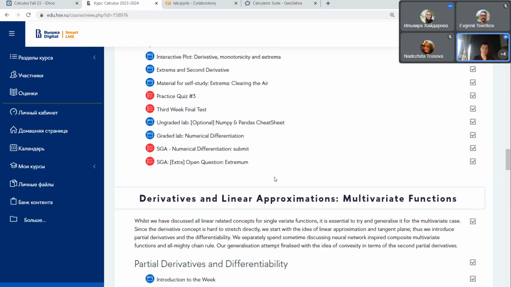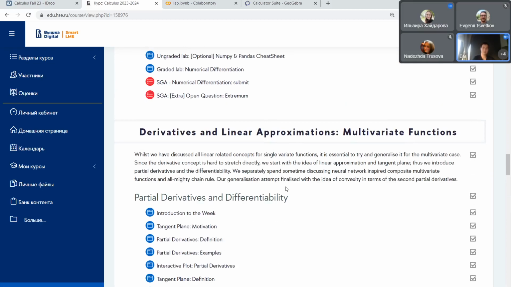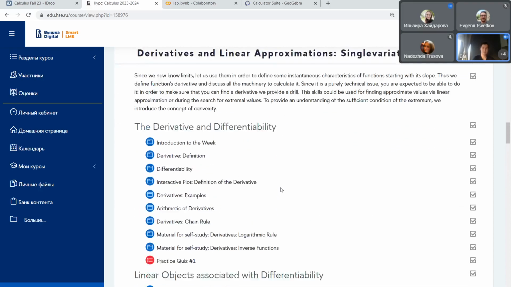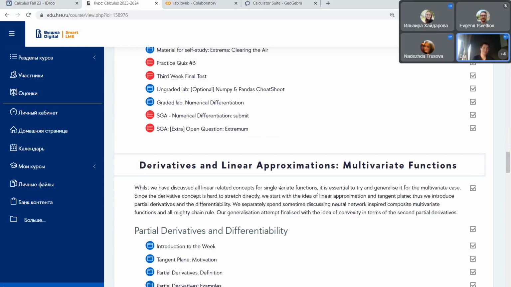Maybe you want to discuss some things from SGA tasks. Maybe you want to discuss something. I can imagine what you want to discuss. So, just managed in your lab, maybe some useful tips on derivatives for multivariate functions, because unfortunately I haven't studied yet because of workload.